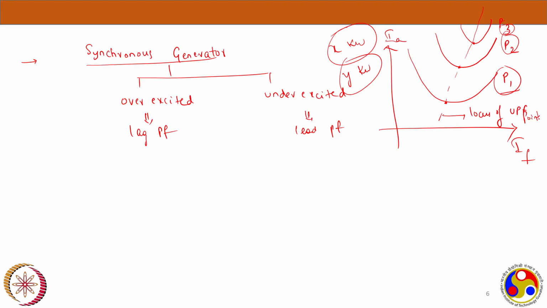Okay, now this is the summary of the generator. If you want to operate your generator in leading power factor or lagging power factor, now you know what kind of excitation you have to give. And if you want to operate your generator at unity power factor, now also you know how much excitation you need to give. So now let's see the same analysis for a motor operation.